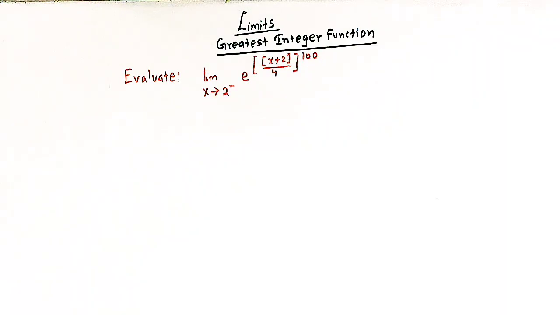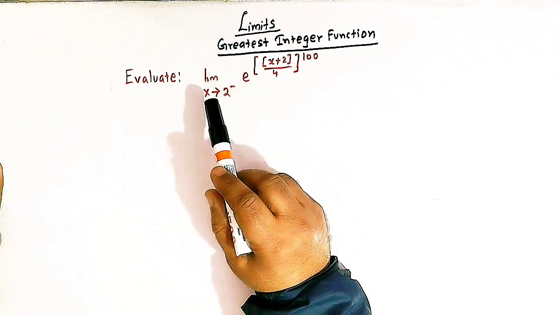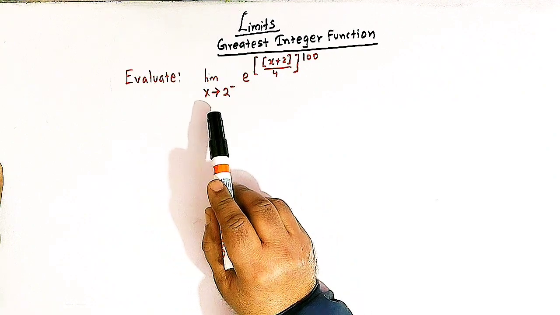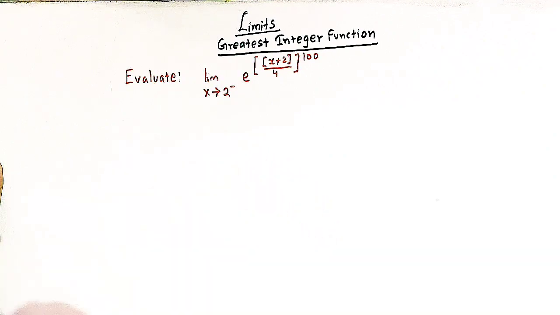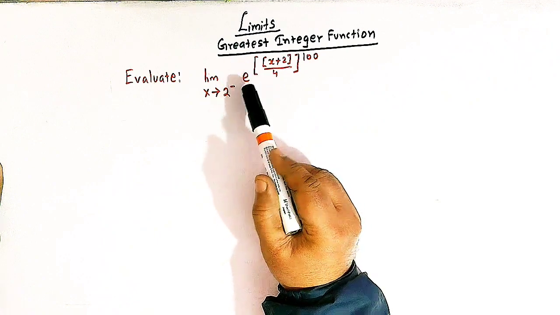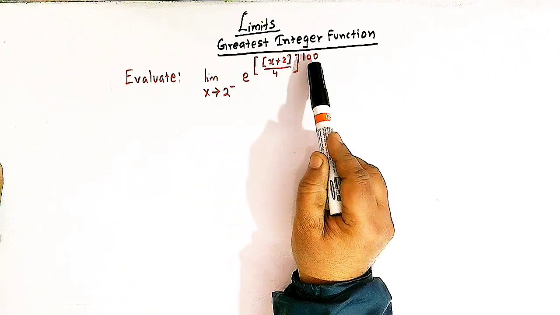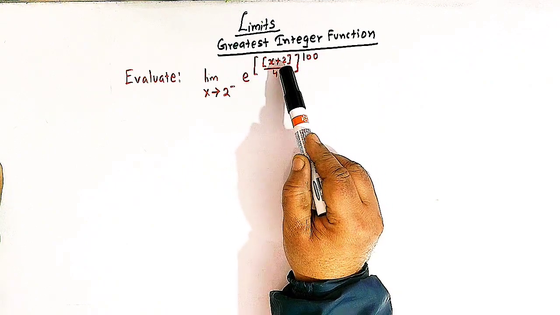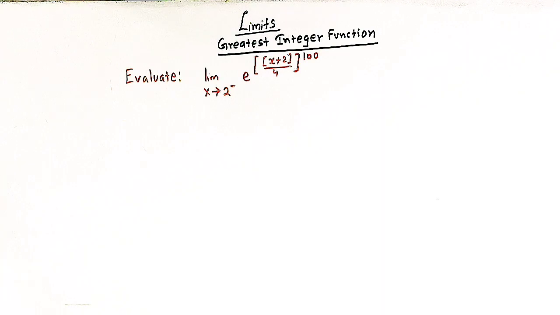Hello viewers, in today's session we are going to discuss yet another important and very conceptual problem from limits involving the greatest integer function. So here we have to evaluate this limit, that is, limit x tends to 2 minus. Here the negative sign shows that we have to find the left hand limit of this function, which is e raised to 100th power of greatest integer of (x plus 2) divided by 4.